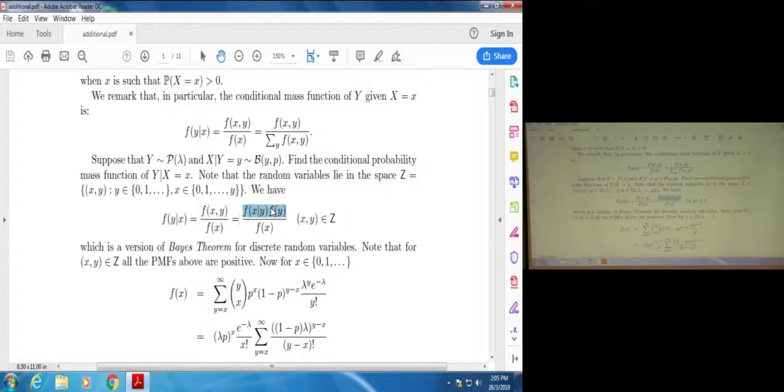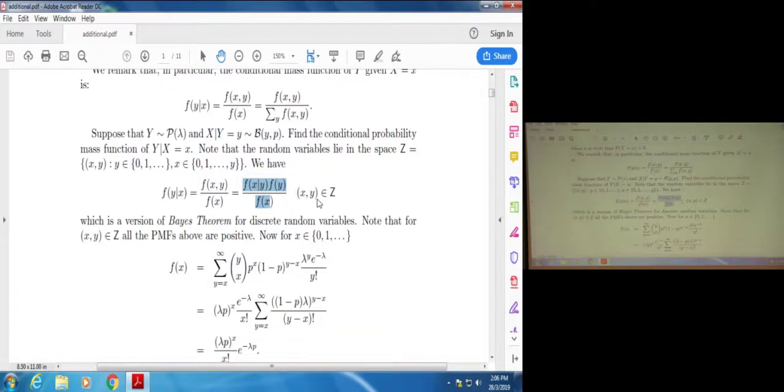This is a simple calculation, and if you substitute in this numerator for precisely that thing, you get this expression. And what's the significance of this expression? Well, it is a version of Bayes' theorem for random variables. Remember we did Bayes' theorem before using events, but there's a Bayes' theorem for random variables. It just looks like that.